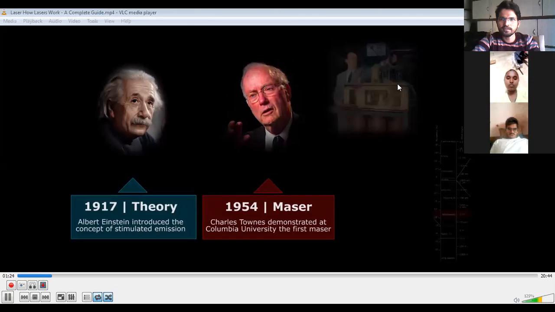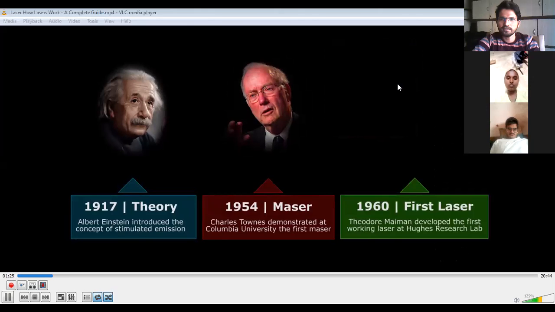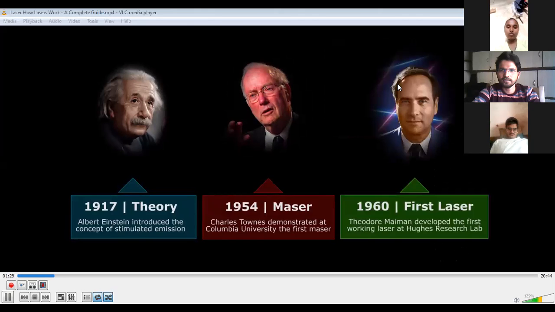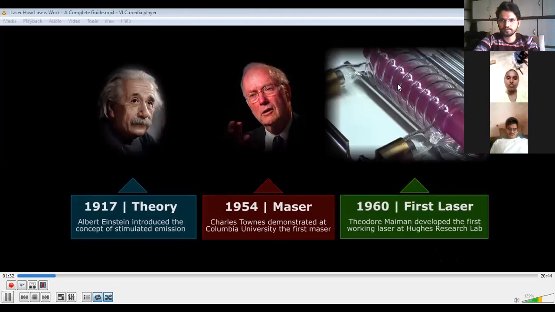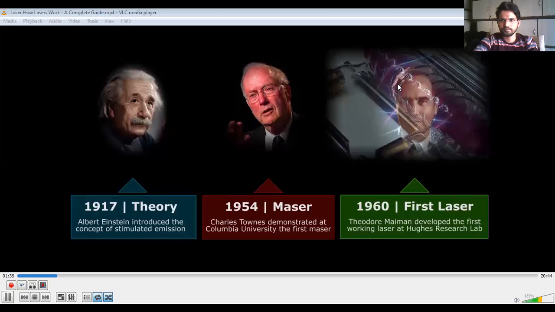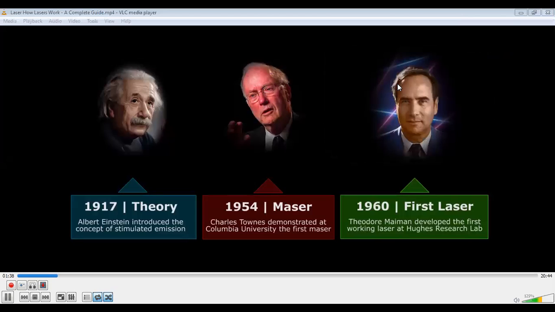It wasn't until 1960 when Theodore Maiman developed the first working laser at Hughes Research Lab. Maiman's early laser used a powerful energy source to excite atoms in a synthetic ruby to higher energy levels. The development of the laser was a collaborative effort by scientists and engineers who were leaders in optics and photonics.